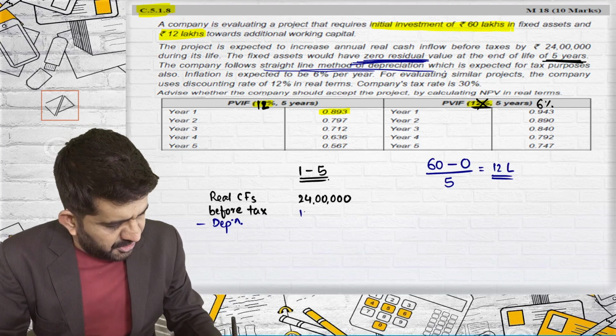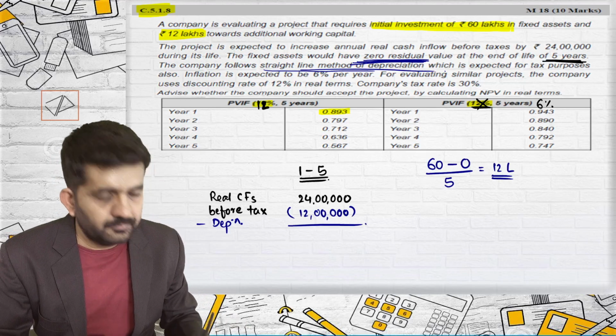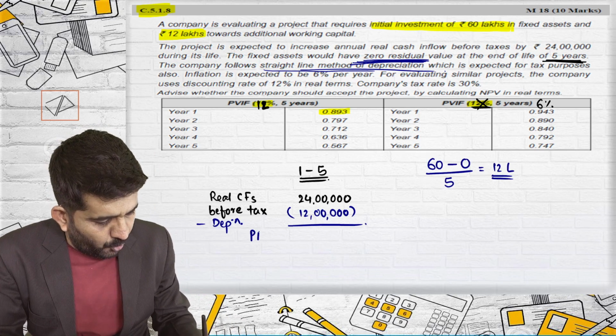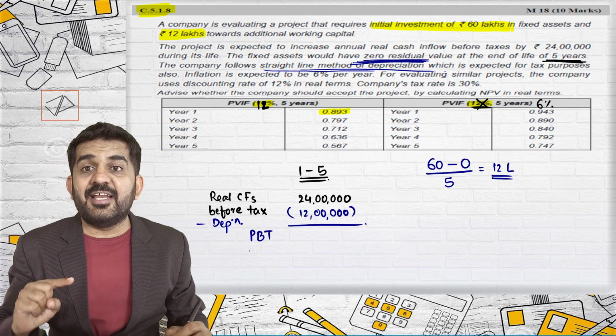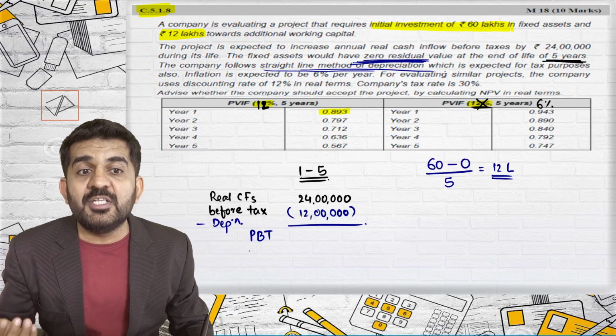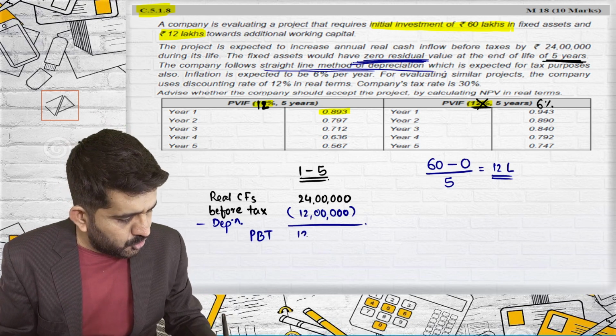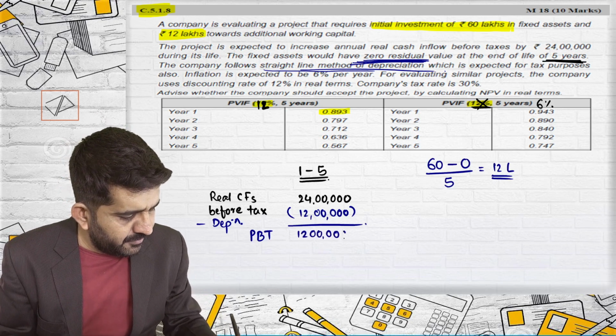So what is my depreciation? 12 lakhs. What will be profit before tax? See, now I am converting the name. Now it is no longer a cash flow. Once I deduct a non-cash expenditure, it is no longer a cash flow. So profit before tax will be 12 lakhs.